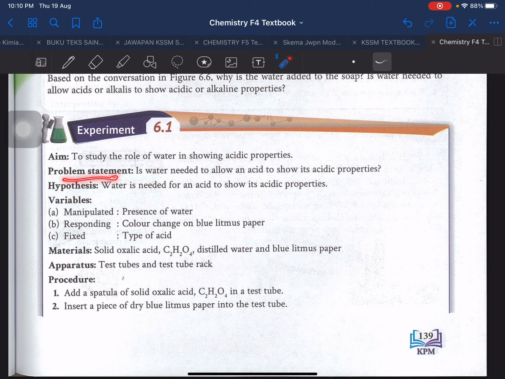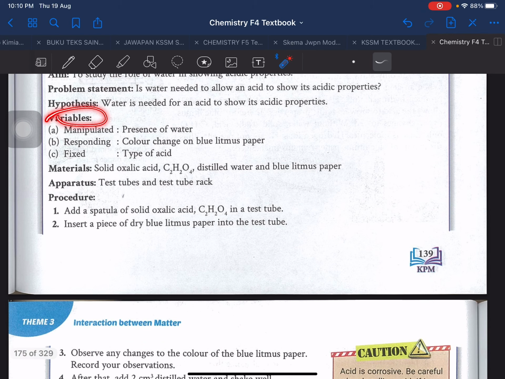Problem statement, is water needed? Perlukah air to allow an acid to show its acidic properties? Perlukah? Hipotesis dia, andaian awal dia adalah water is needed. Water diperlukan for an acid to show its acidic properties. Memang perlu. So what are the variables? Okay, presence of water. Ada air dan tidak ada air. Itulah yang dimanipulasi. Responding, color changes on blue litmus paper.